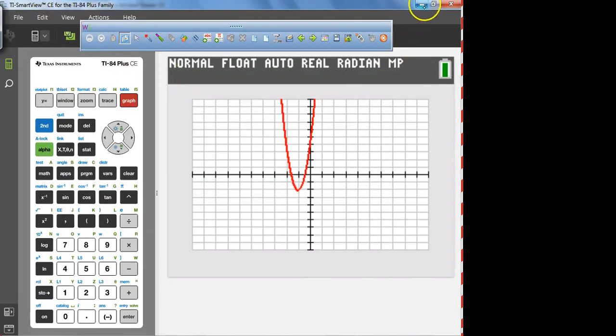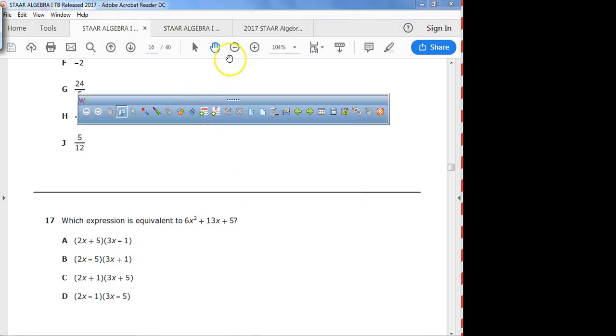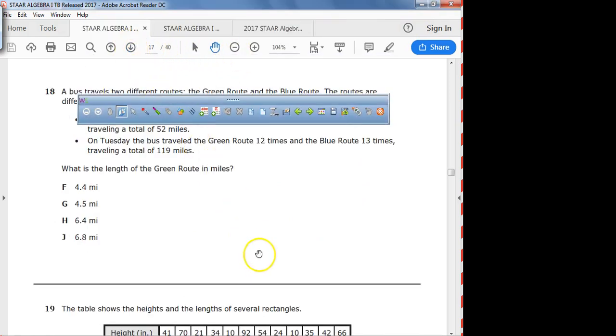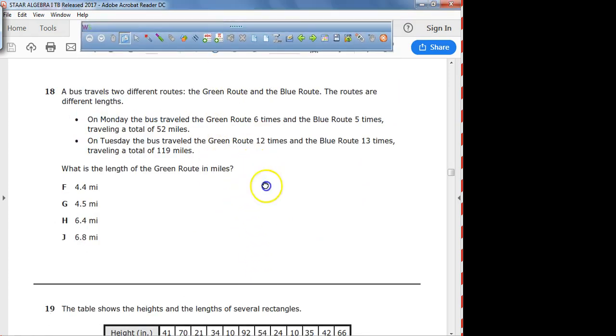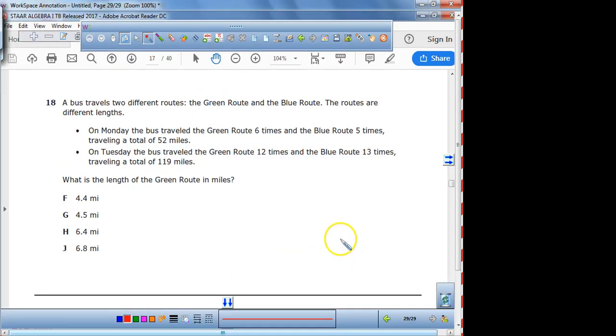One graph traced over the other. All right, on to number 18. All right, so here we go. Number 18 is a system of equations. It says a bus travels 2 different routes, the green route and the blue route. So I'm going to call this one G. I'm going to call this one B.